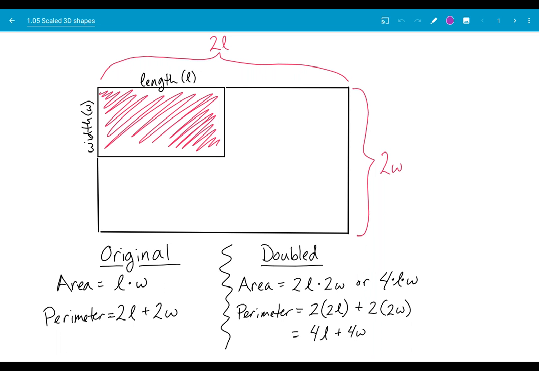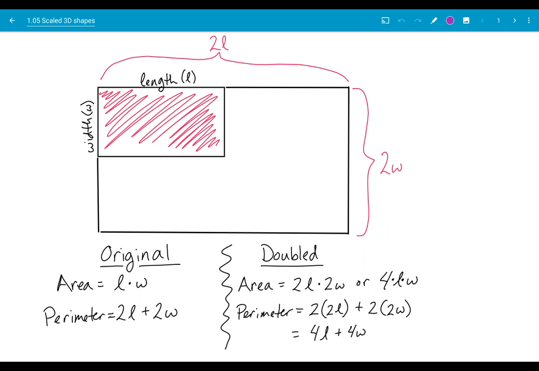As we look at 3D shapes, we're going to start seeing what we can do with those 3D shapes. Now think back to dilations. Here I have a rectangle with length L and width W, and I blew it up to be twice as big. In other words, I doubled the length and I doubled the width. You can observe how that affects the area and the perimeter of the shape.